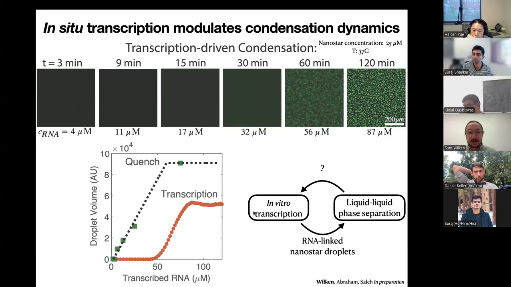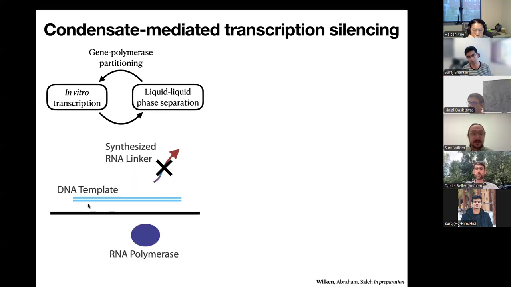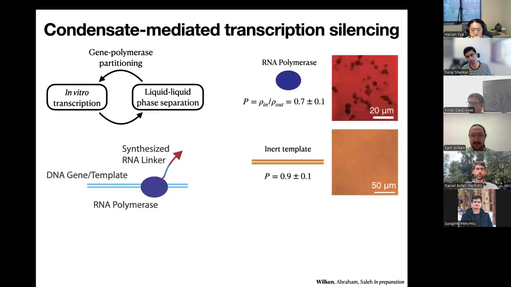Okay, so now we can make droplets with an in vitro transcription reaction, but can we think about regulating this reaction with the phase transition? And so the way we're going to do it is by gene polymerase partitioning. So really what this in vitro transcription reaction depends on is the binding of RNA polymerase to a template, and then the polymerase zips along synthesizing the RNA. But if we separate the template from the polymerase, then they can't bind, they can't synthesize RNA. And so this is the mechanism.